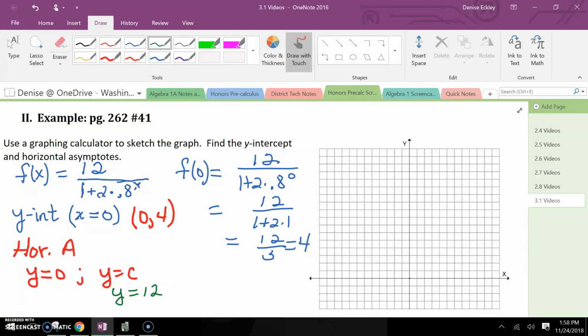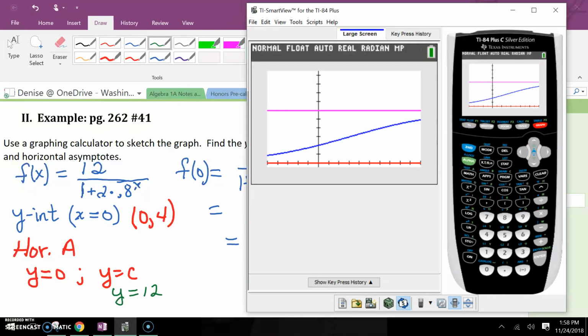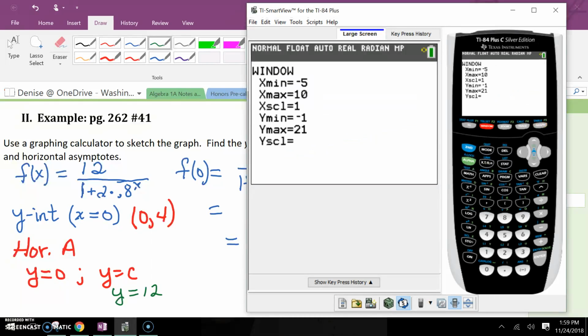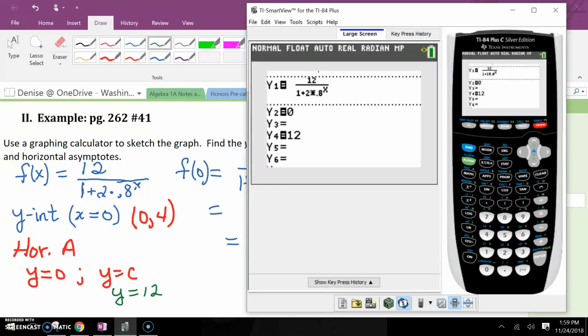Now putting this in our graphing calculator and looking at the graph, there's the function, and then what I did is I graphed not only the function, but also the two horizontal asymptotes. And we can definitely see that we have two horizontal asymptotes, one at 0, one at 12. And we have a y-intercept right there. And you can see on the window that I counted by 2s, but going by odd numbers. So we end up at 4.